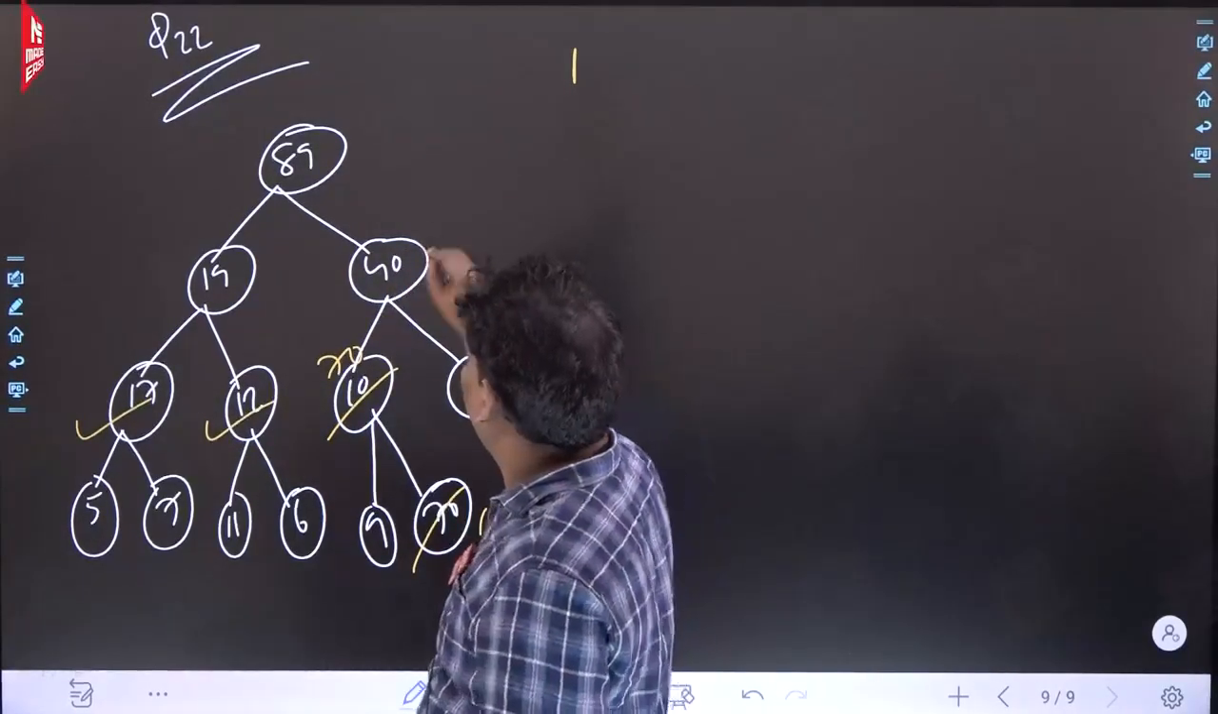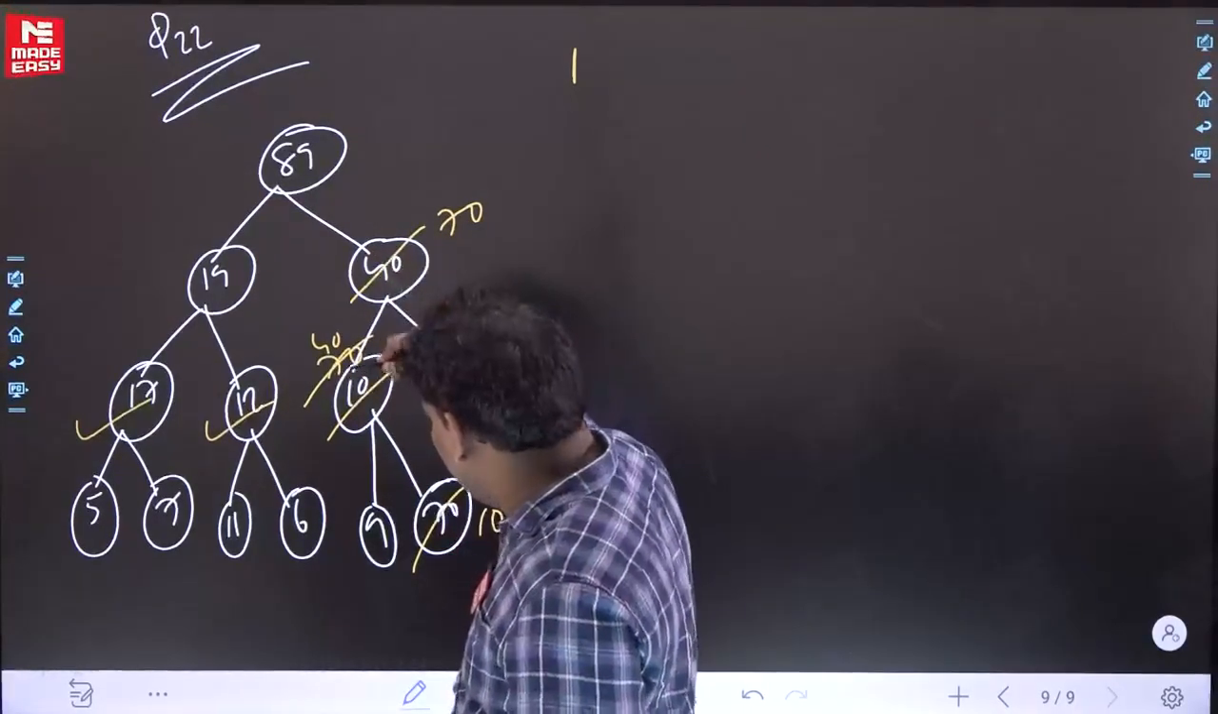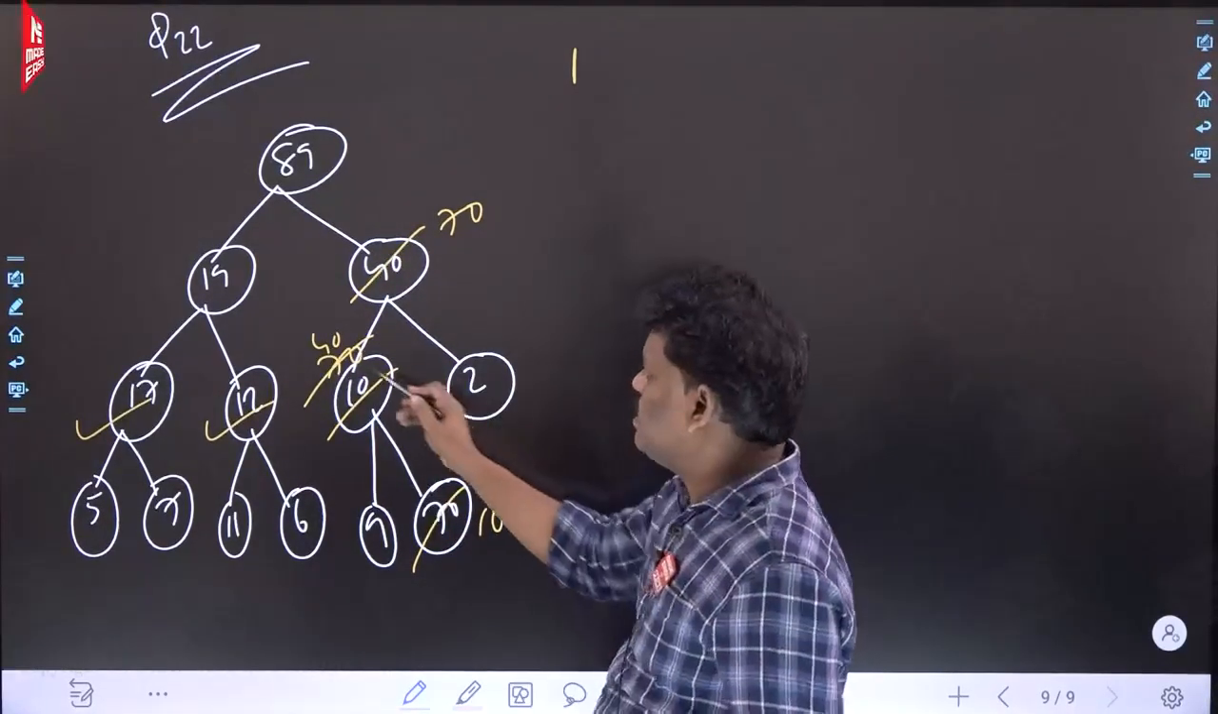40, 72. So what is the answer? 70 here, 40. He will come down only. He came and he wants to go further. I think no problem because root is max.